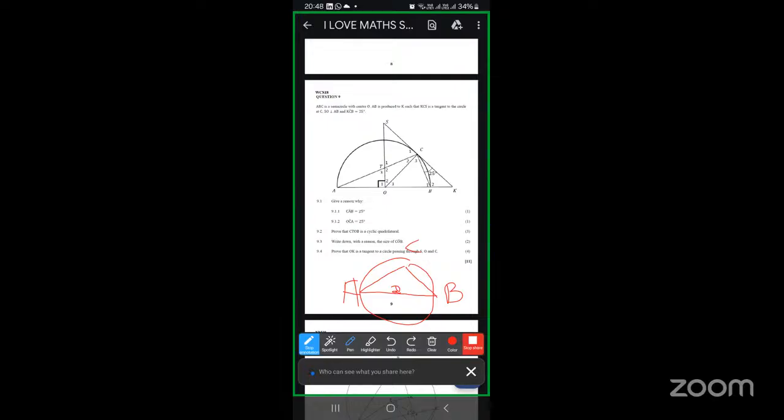So I'm saying to you, in fact, I'm asking you now, I'm not telling you. What is this angle here? 180. Okay, it's 180 degrees. So what is this angle here? 90. Why 90?